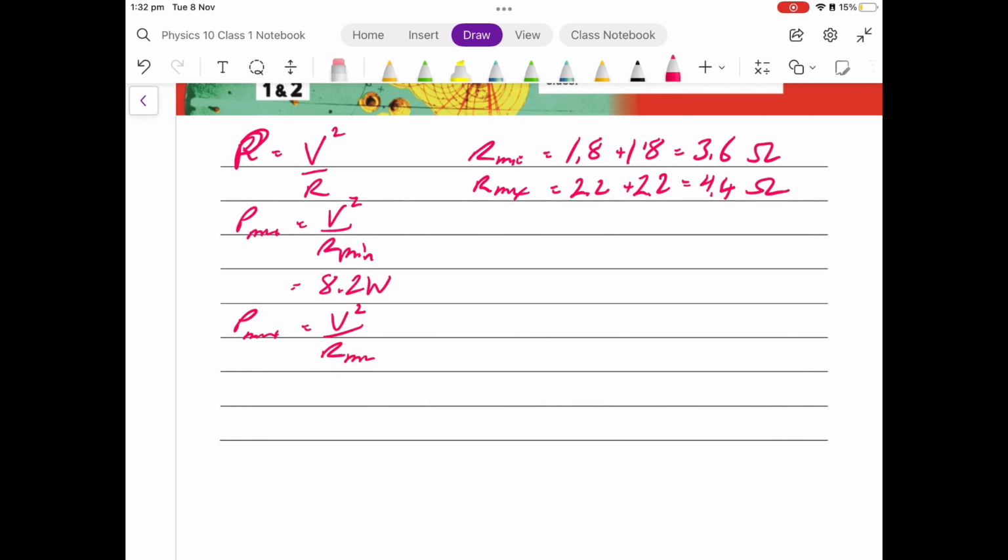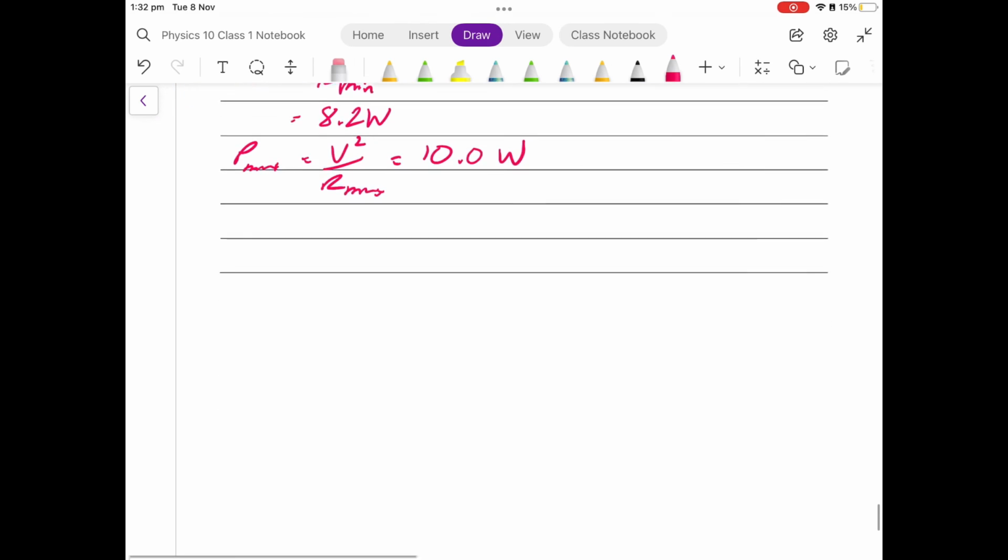Our minimum power, wrong way around. 8.2 watts minimum, 10 watts maximum.